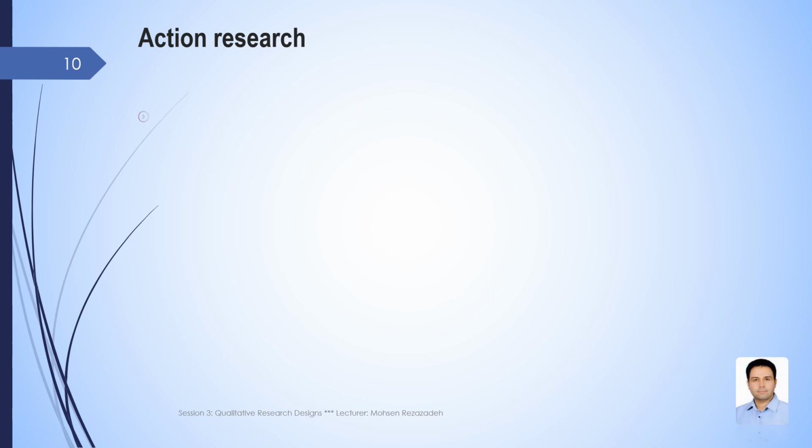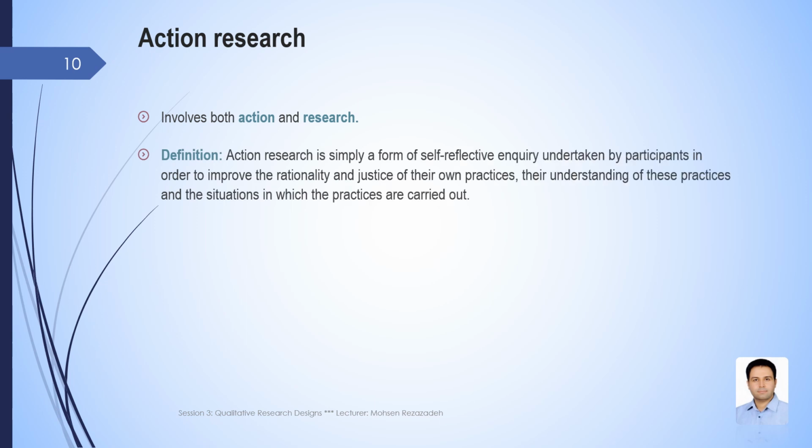As the name suggests, action research is a qualitative research tradition that involves both action and research. There are plentiful models and definitions of action research, but one that is widely known is from Carr and Kemmis, 1986. Action research is simply a form of self-reflective inquiry undertaken by participants in order to improve their rationality and justice of their own practices, their understanding of these practices, and the situations in which the practices are carried out.